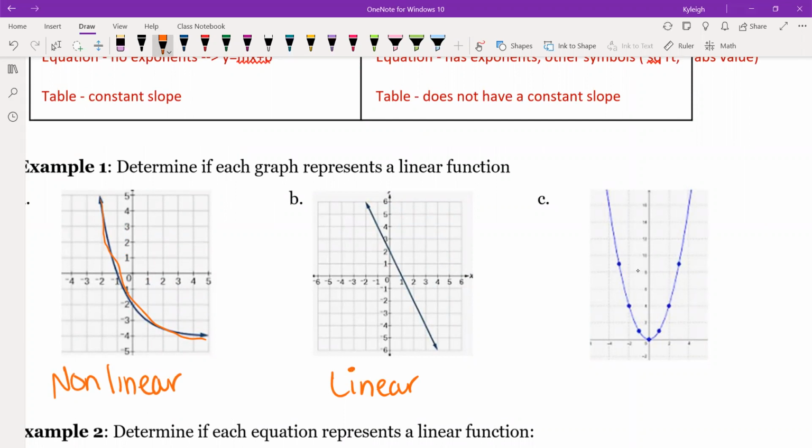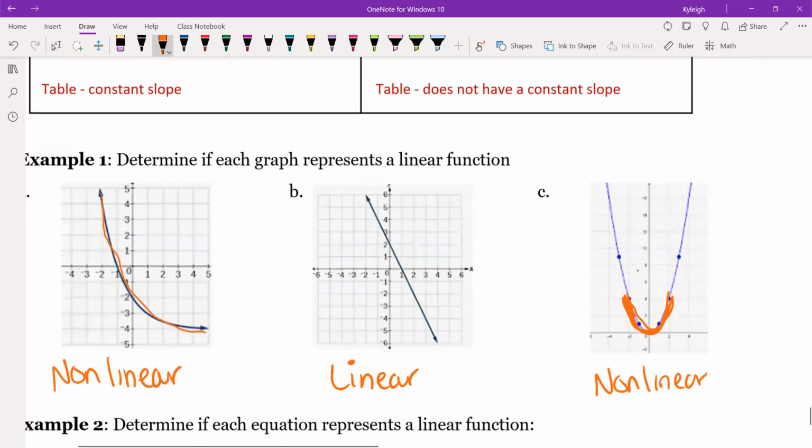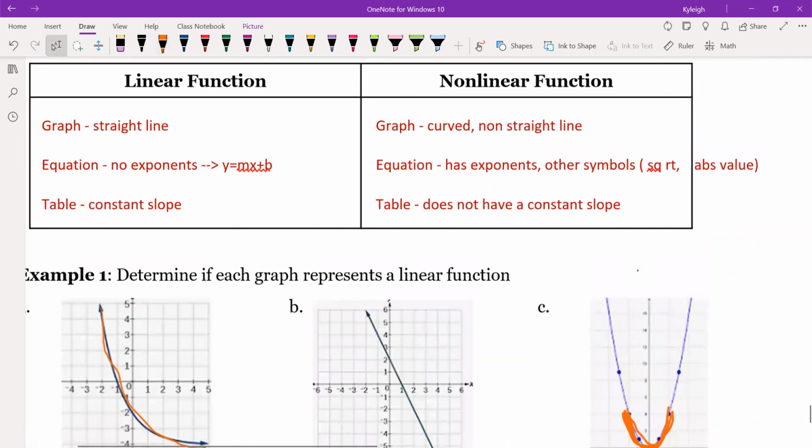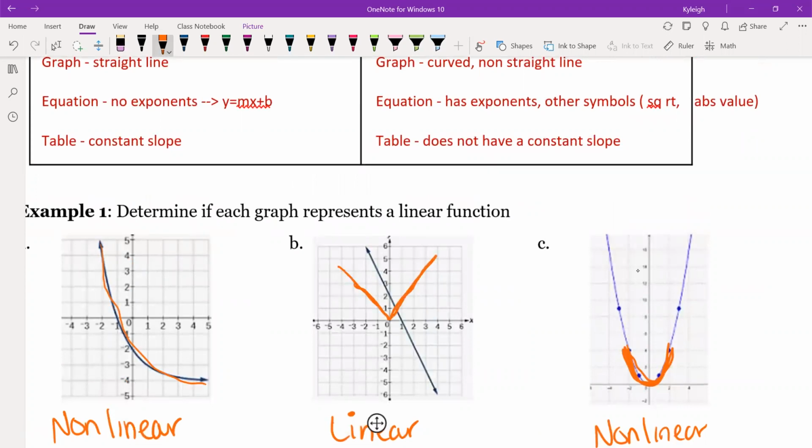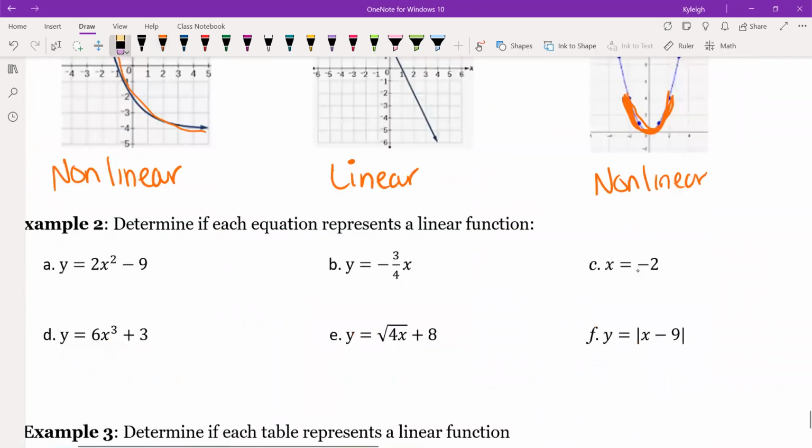This is a parabola. You might have been talking about those in science, and these are going to be nonlinear because they do have that curve at the bottom. So again, a graph is either a straight line and linear, or it's curved and it's a non-straight line. Sometimes you might even see ones that are like a V shape. Yeah, they have straight lines, but they're not a straight line. So just be careful with those.